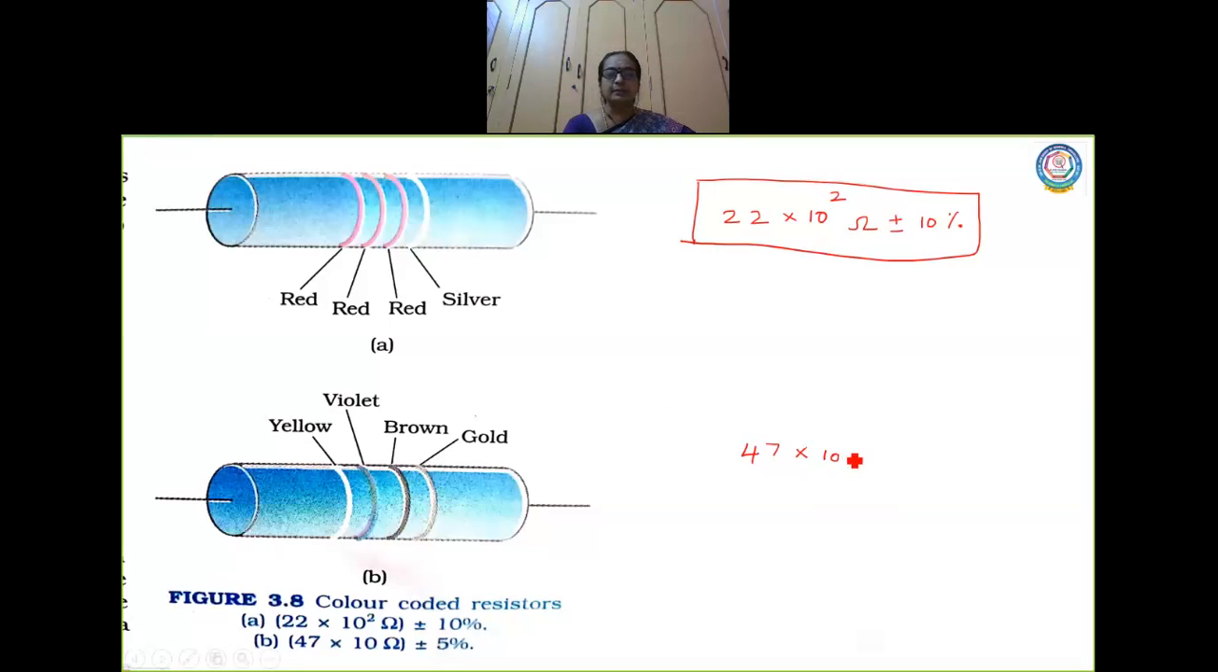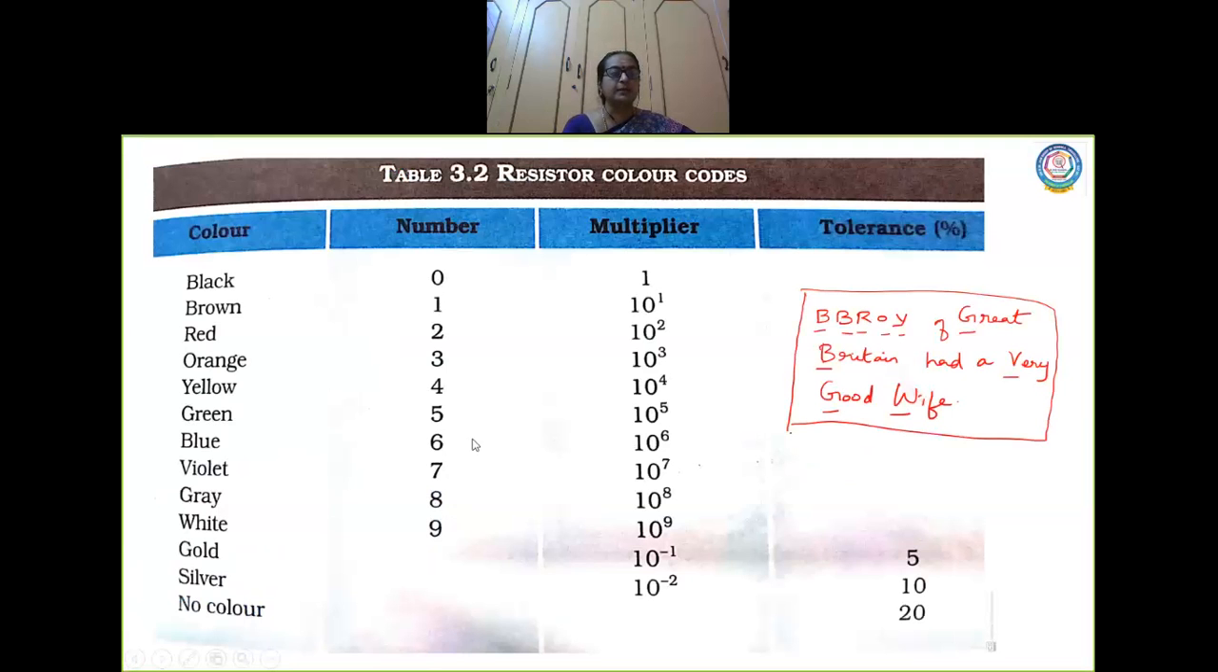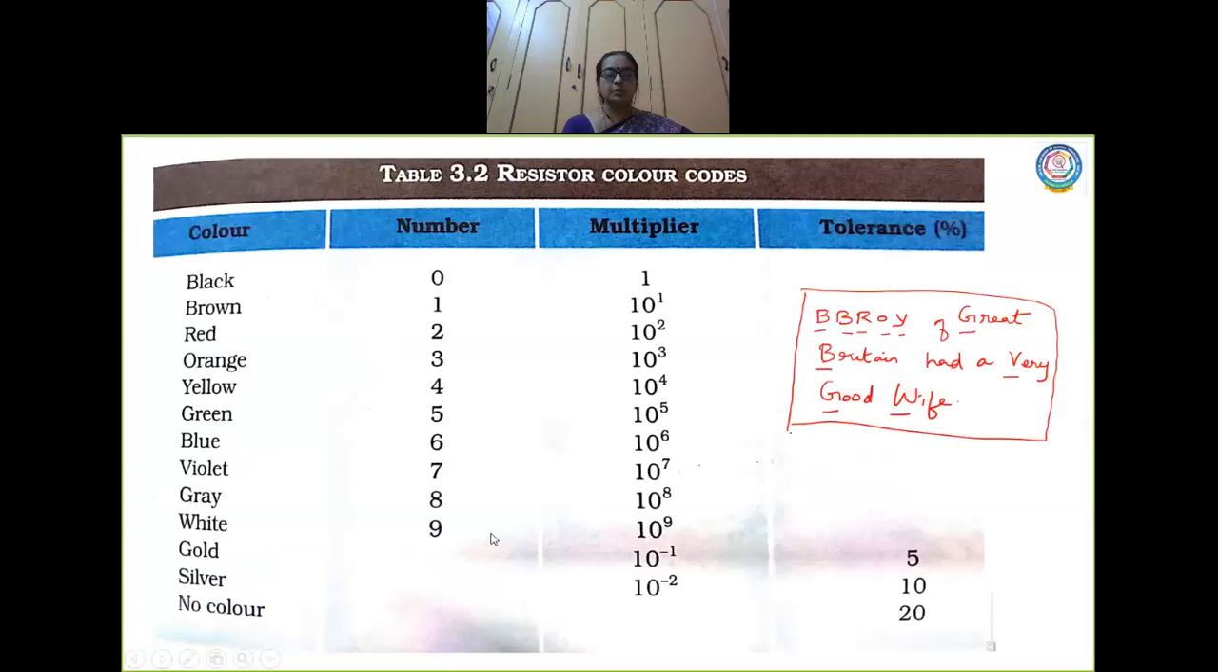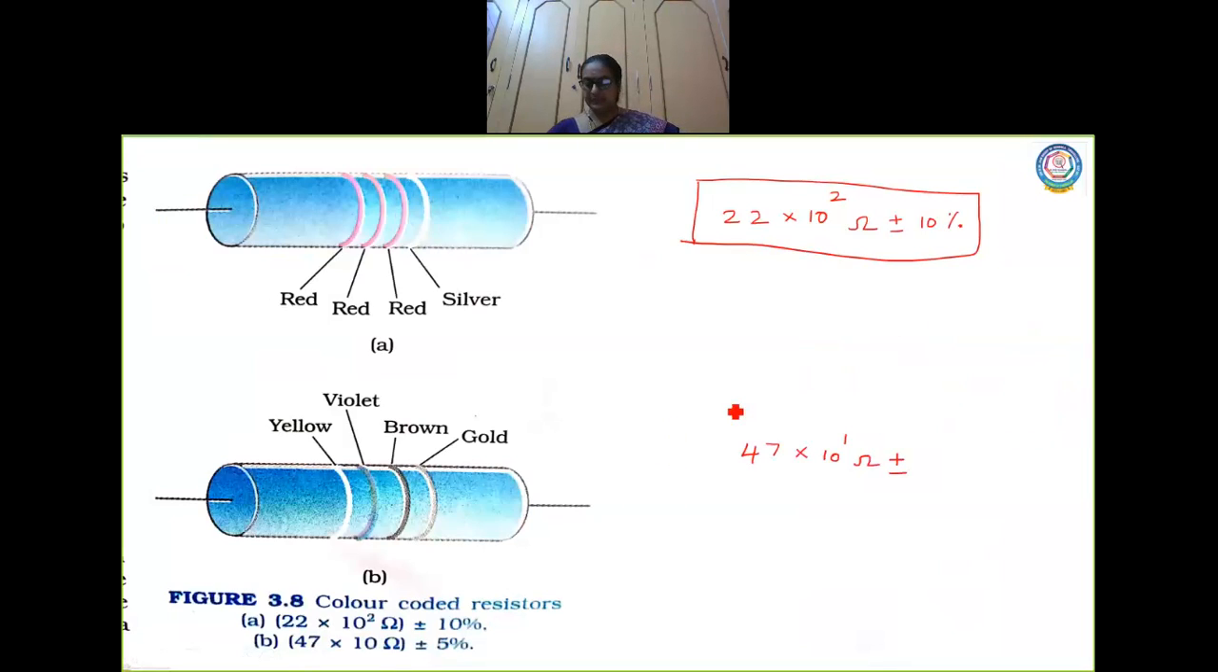And what is that color? Brown. So what is the number for brown? Number for brown is 1. So it is 10 power 1 ohm, plus or minus. What is the last ring here? Last ring is gold. So gold tolerance rate is 5, so plus or minus 5%. Now 10 power 1 is 10. So I can have the value as 47 into 10 ohm with plus or minus 5%.